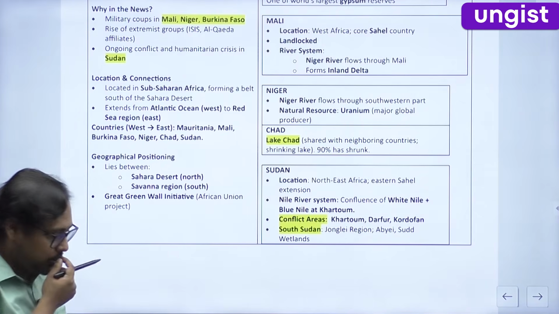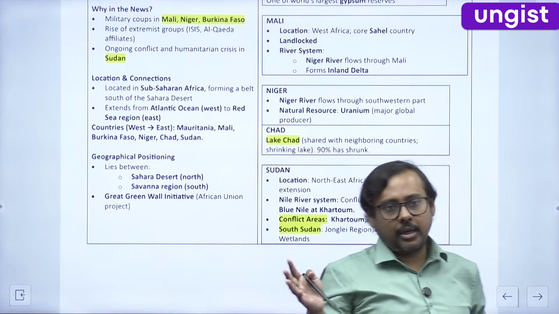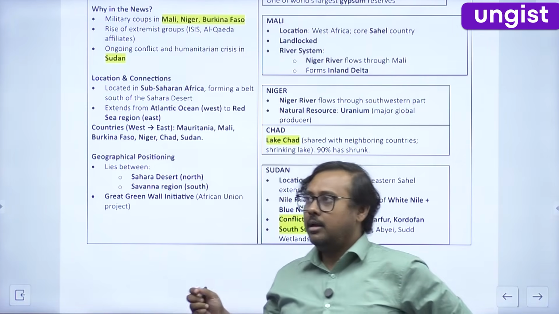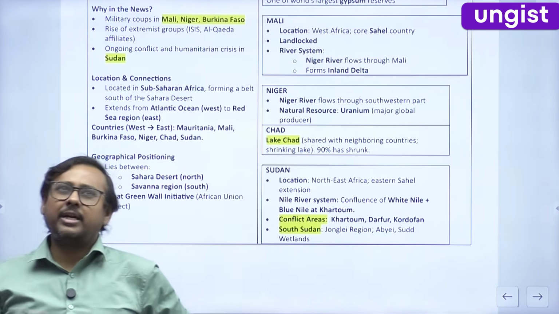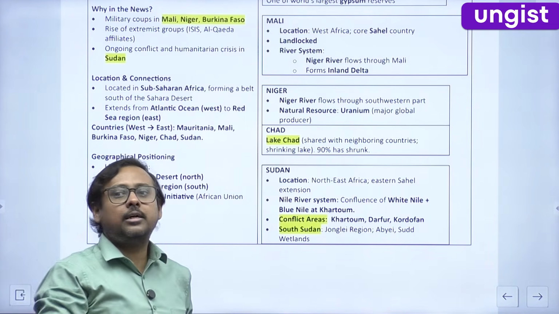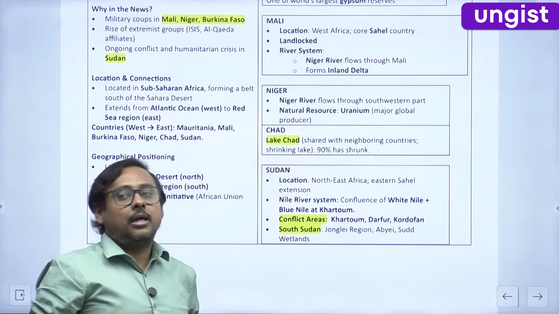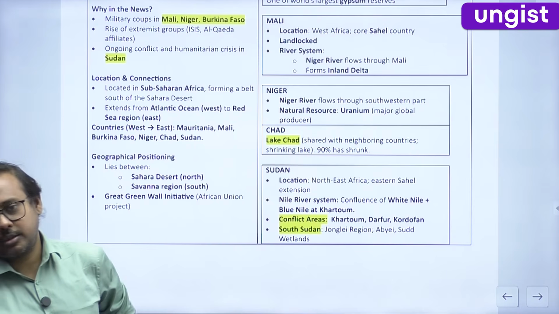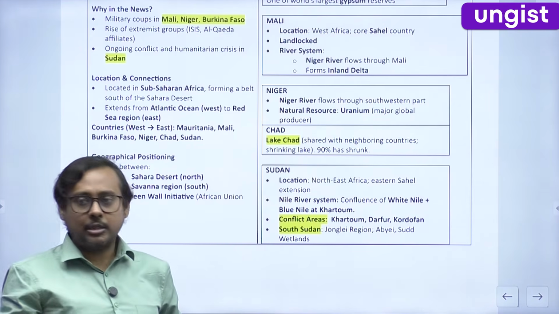UPSC asked a question, if you remember, where they gave 3 lakes: Lake Baikal, Aral, and another lake, which have shrunk hugely. Lake Chad is another such lake which has shrunk 90% from its original. I'll show you the picture.